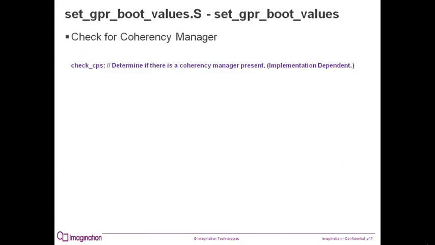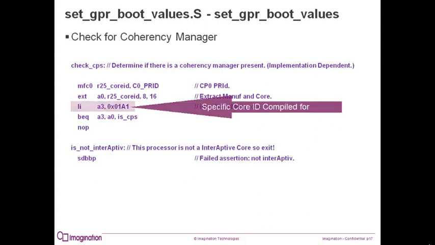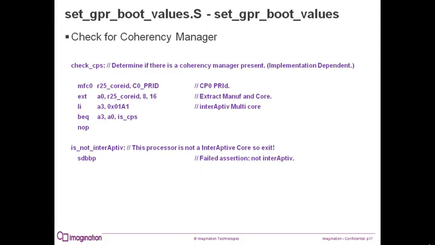Now the code needs to determine if it is running on a multi-core system. It does this by reading the CP0 processor ID register into GPR25. The code extracts the core ID and implementation bits. Then it compares them with the values for the specific core it was compiled for. In this case, it was compiled for an interAptiv core. If the test passes, it branches to setting up the Coherency Manager registers. If it doesn't, it exits to the debugger.